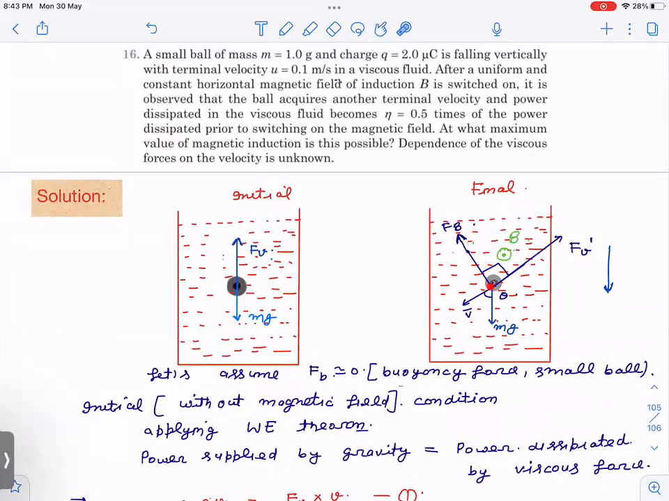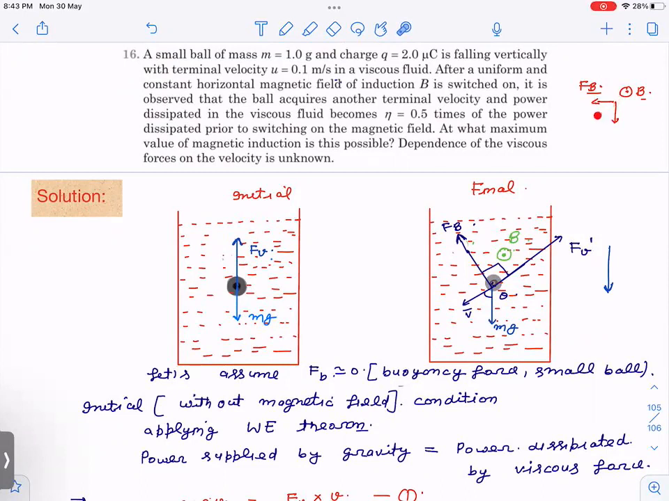Imagine what happens just after switching on the magnetic field. Velocity was in this direction, so use the left hand rule. Velocity downward, magnetic field this way, and then the force due to magnetic field is in this direction. Gravity is already acting here, and viscous force was acting upward. But since the magnetic force is in this direction, the ball will acquire a velocity component here also.